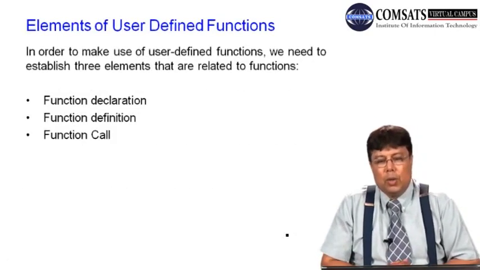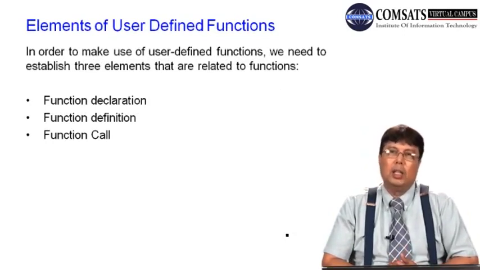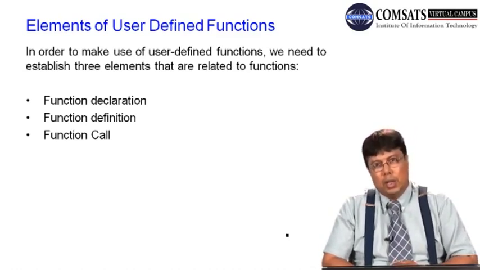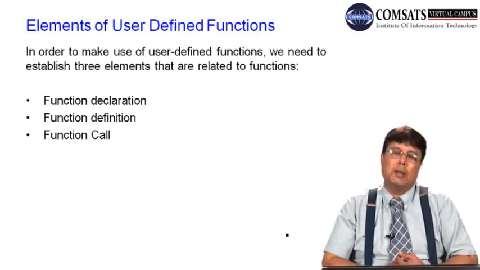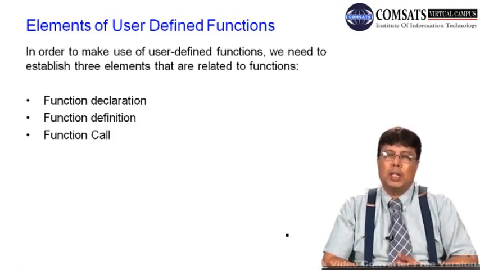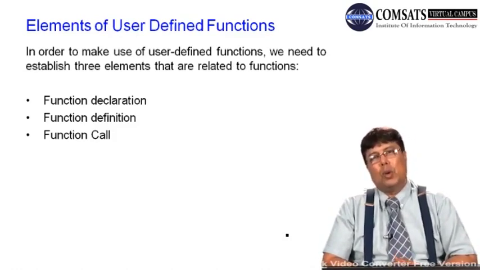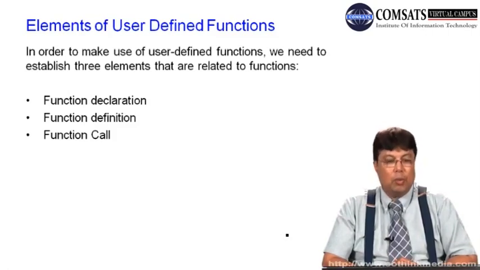So, in order to make use of the user-defined function, we need to establish 3 elements. 3 चीजें आपको सीखनी जरूरी हैं: function declaration, function definition and function call. किसी भी फंक्शन को यूज करने से पहले आपको उसको डिक्लेयर करना होगा। कंपाइलर को एजुकेट करने के लिए, you are supposed to educate the compiler by declaring the function. A function declaration कैसे है? I'll come back to this in few minutes.